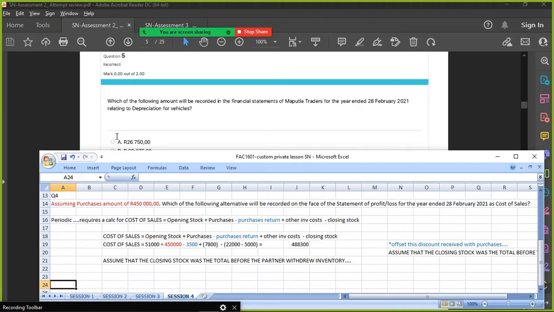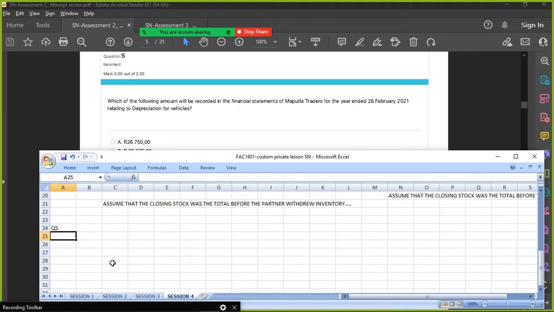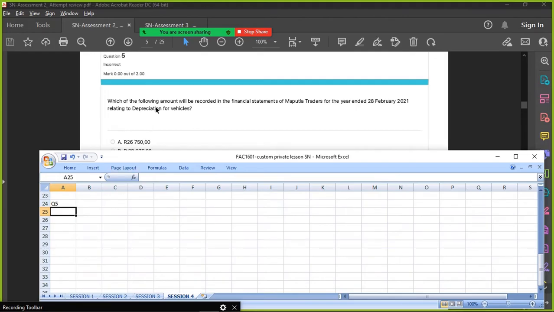Okay, question 5 you got wrong. Here they're looking at depreciation. Okay, let's do depreciation. This is also a calculation from FAC 1502. They want to know what amount is recorded in the statement of, this is probably going to be the income statement because they're looking at depreciation for vehicles. So I'm just going to put extract of the statement of comprehensive income.